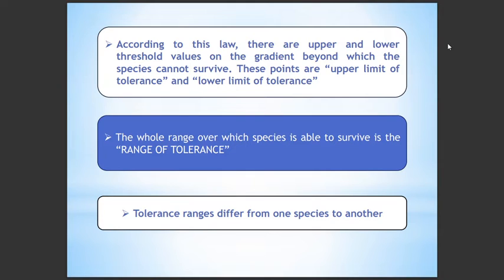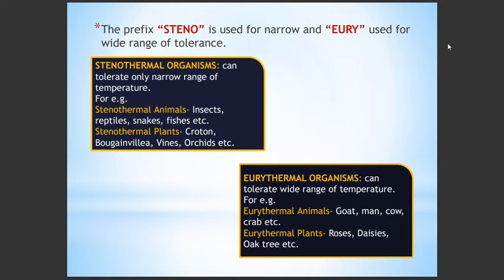The tolerance ranges differ from one species to another. So the prefix steno is used for a narrow range and eury is used for a wide range of tolerance. According to this, the organisms are divided into various categories. For example, first is stenothermal.